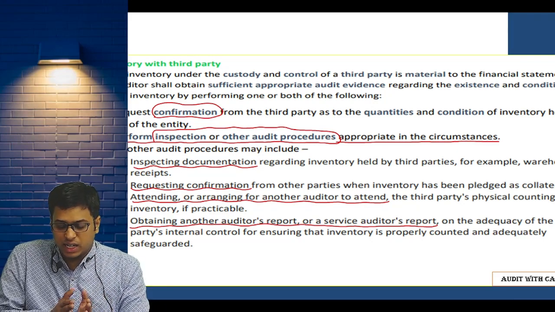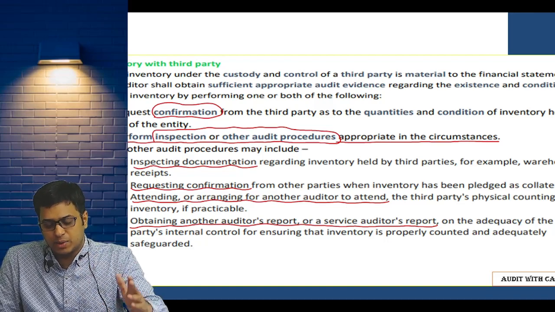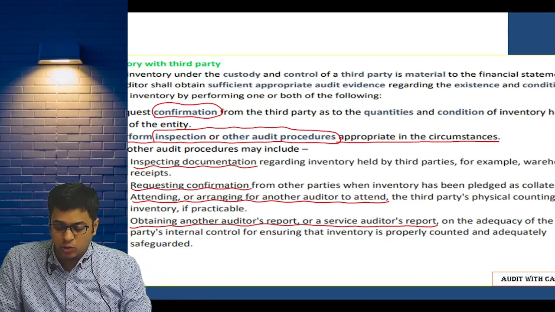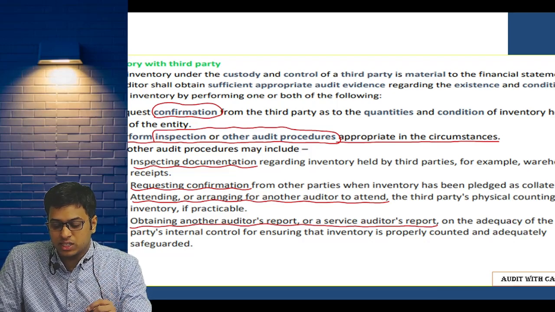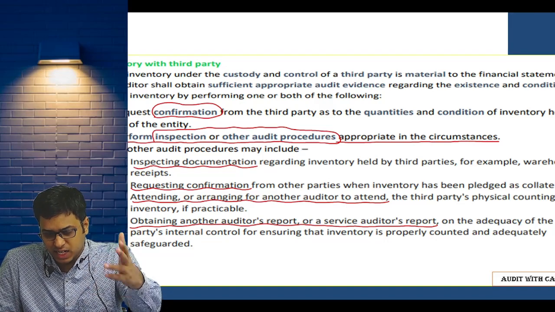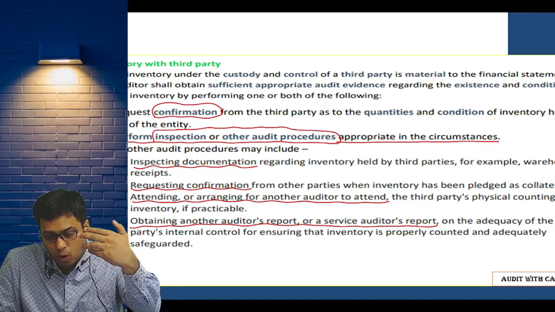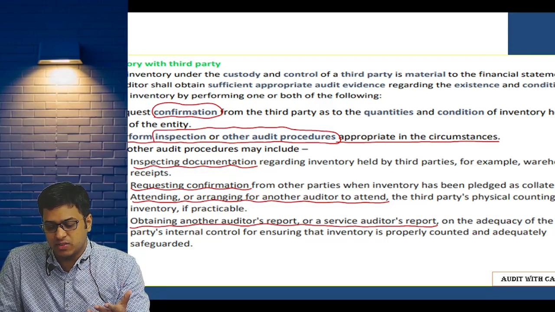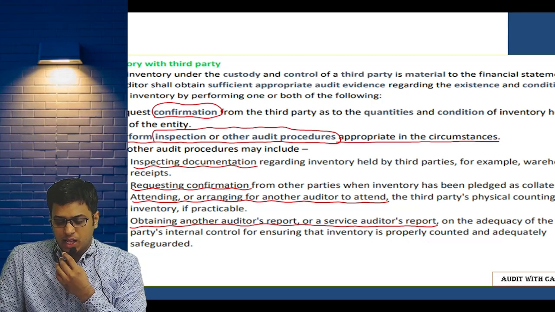Next, attending or arranging for another auditor to attend. चेन्नई में किसी auditor को अपन ने arrange कर दिया, and that person is going and checking the inventory. Even that is okay. Last में आएगा यहाँ पे obtaining another auditor's report or a service auditor's report. So the warehouse organization which is working in Chennai, they are also running a business, so they may also have an auditor. So that auditor's report we can refer and see whether the controls are in place or not regarding this third party. Okay, that is basically this point.